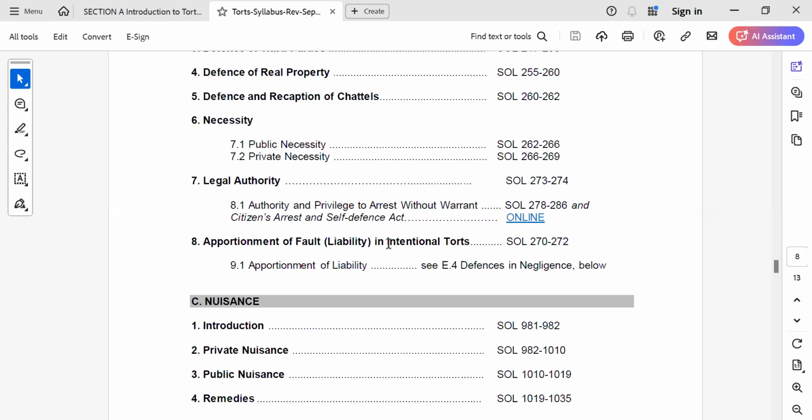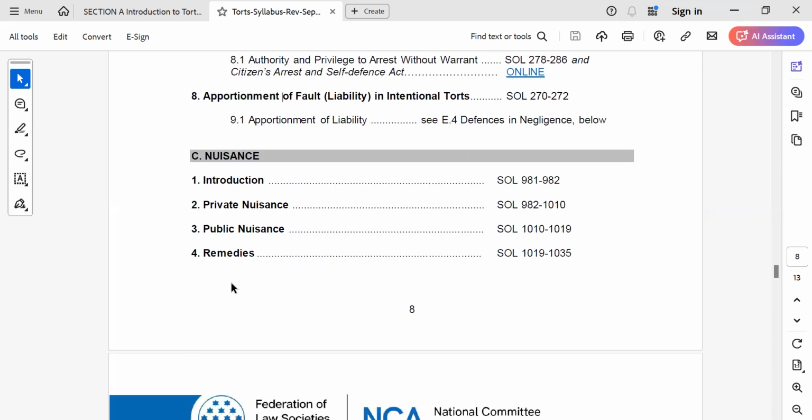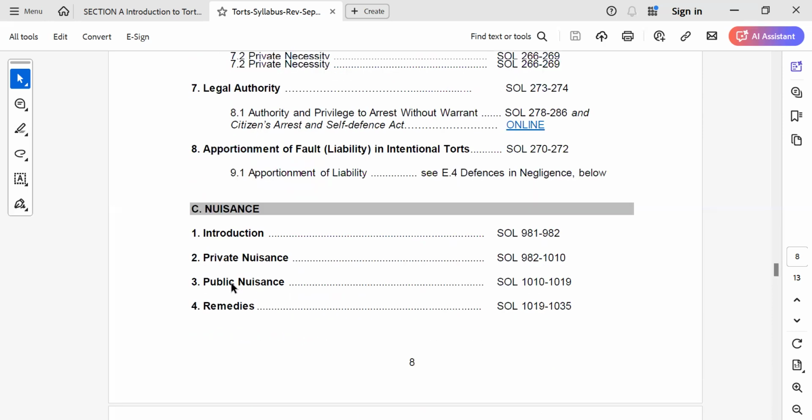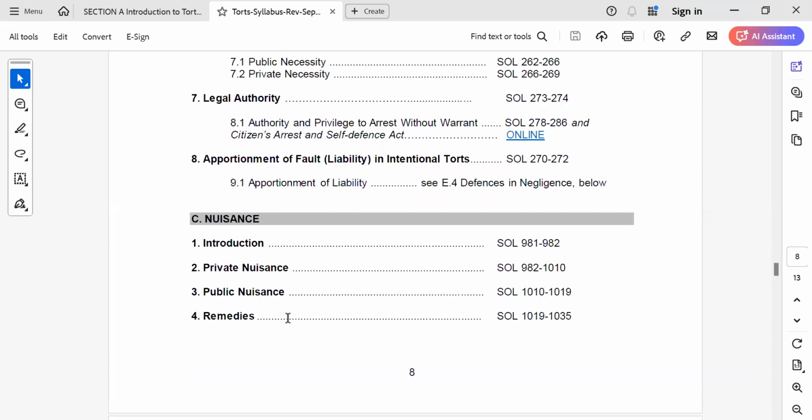Then apportionment of fault in intentional torts. Apportionment of fault or liability. Apportionment means portioning, like I have done this part, yes, but the remaining 90% of the part was done by the victim itself. So the fault and liability will also be divided. So that also we have seen. So there are 8 differences. हमें सारे पढ़ना है.